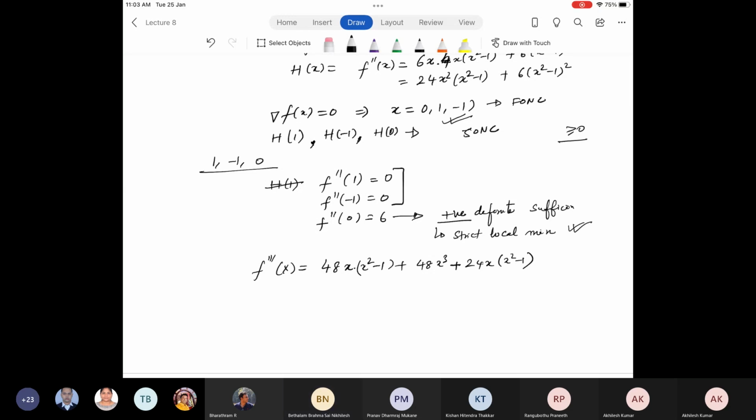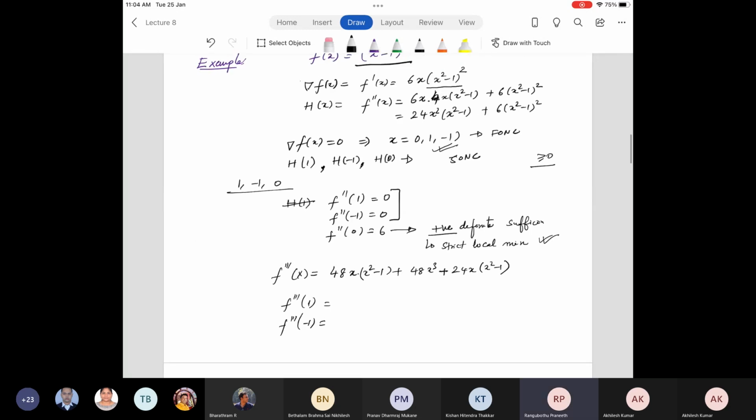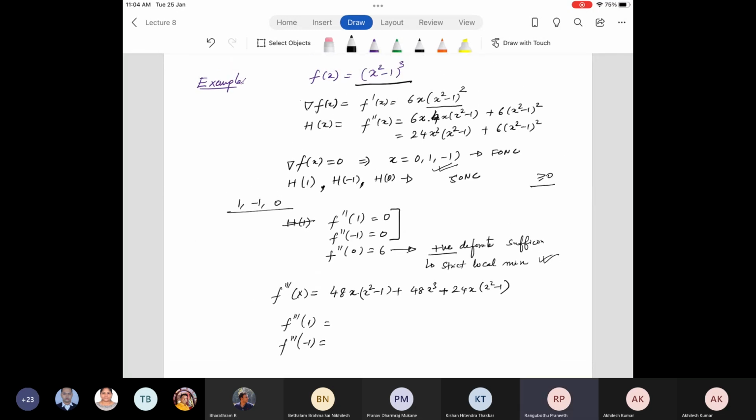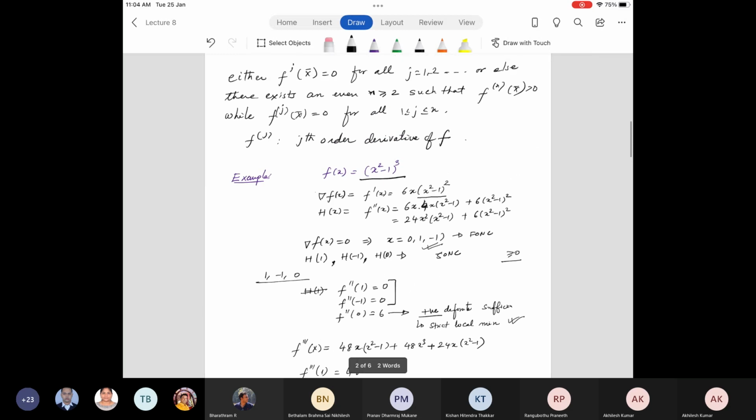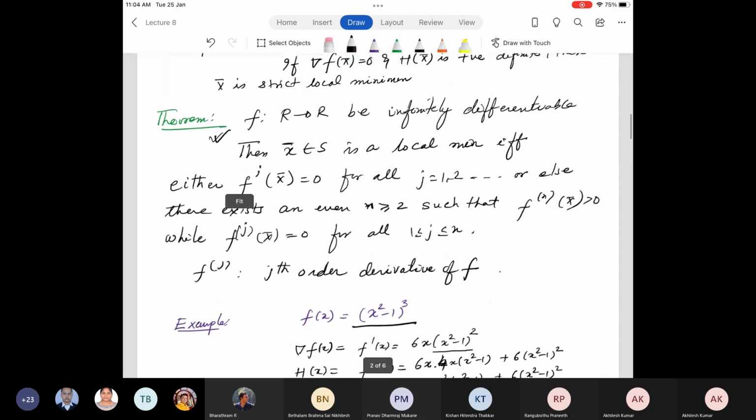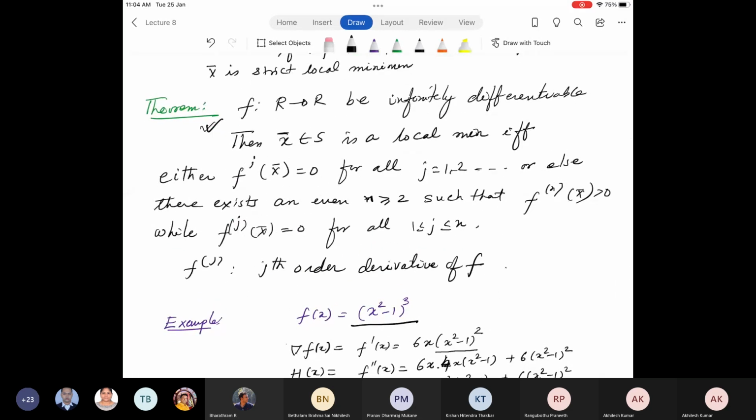Yes. Now let's check f triple dash 1 and f triple dash minus 1. What are the values we will get? 48. 48 and minus 48. Now look at this theorem. Can we say anything about these 2 points? So right now my j is 3. We have taken the third derivative.